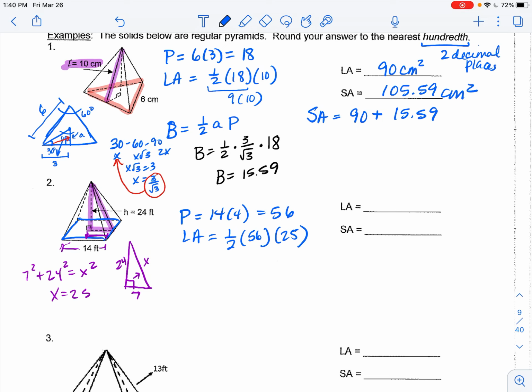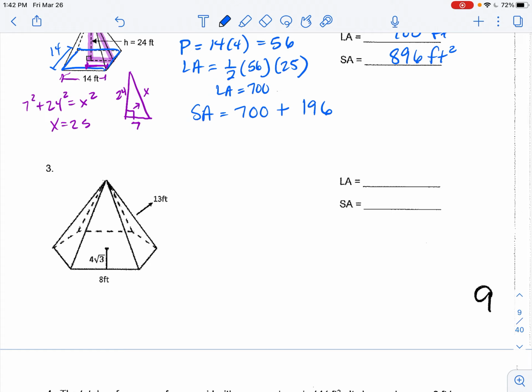All right, now we put that into our calculator. And the lateral area is 700. Okay, so then to find the total surface area, it's the lateral surface area plus the area of the base. And again, the base is a square with side lengths that are 14. So just length times width, 14 times 14 is 196. And when we add those together, that's going to give us 896. And let's go ahead and put the units on it.